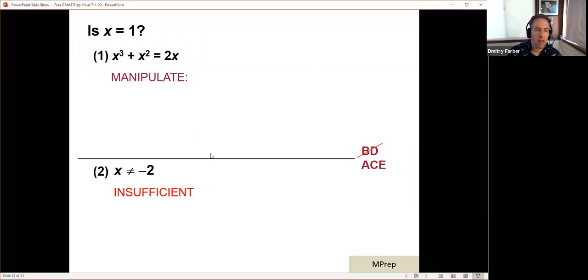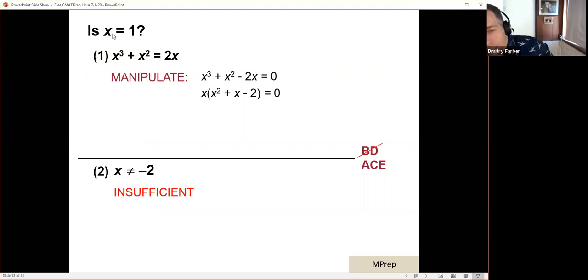For statement 1, I can get things on the same side, and then I can pull out an x. So that would look like this, and then I'd pull out an x. Now, at this point, I could try dividing both sides by x, but I might get myself in a little bit of trouble with that. Some of you who missed this one might have gotten in trouble at this point. Why don't I want to divide both sides by x at this point?